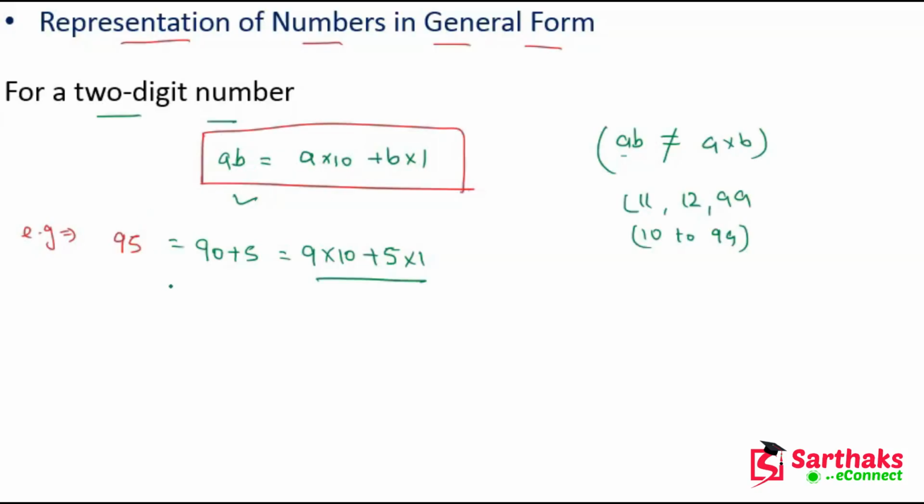Okay. If you see another example, here we can write, let's suppose 12. We have to write the general representation of 12. So again we can write, this is very easy, 1 into 10 plus 2 into 1. This is the answer. Okay, I hope you get this point.